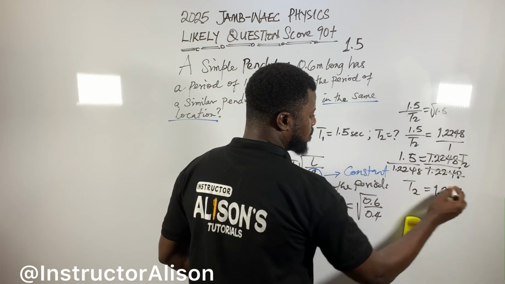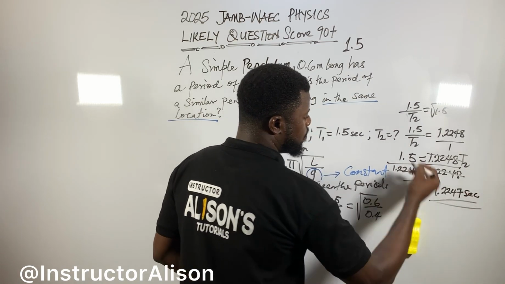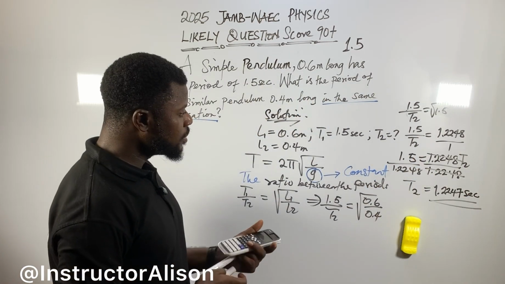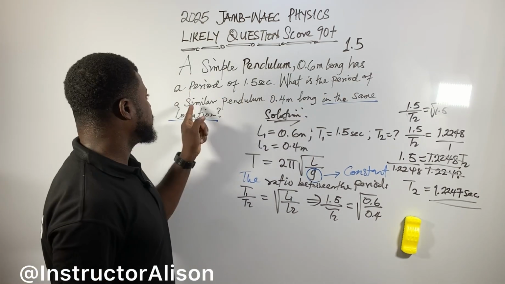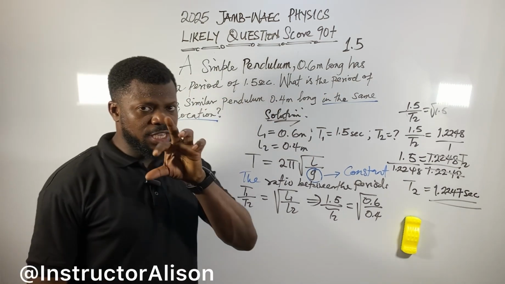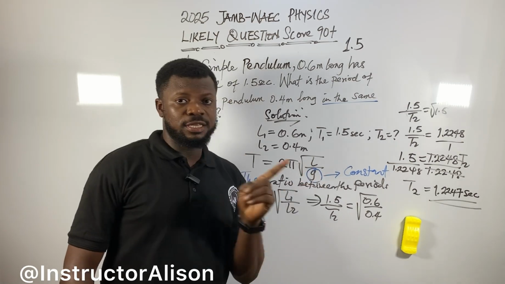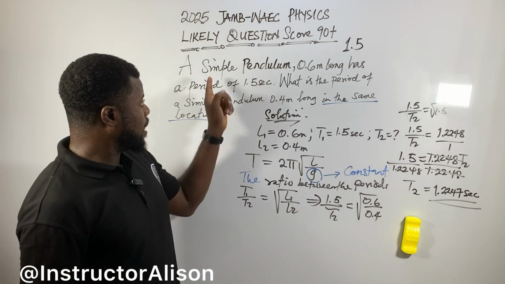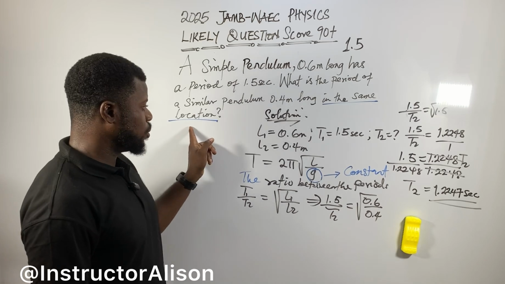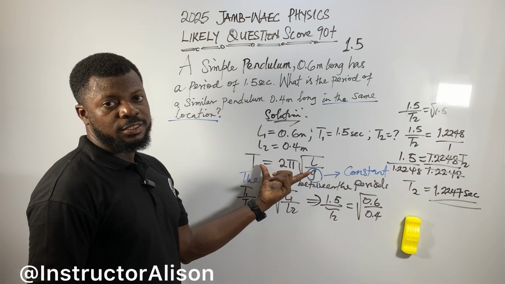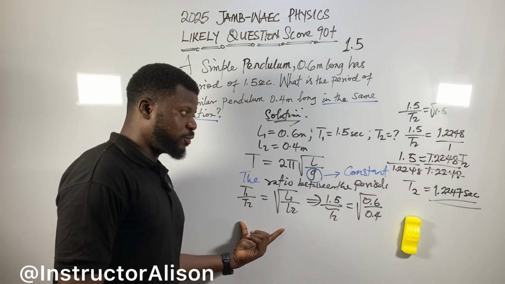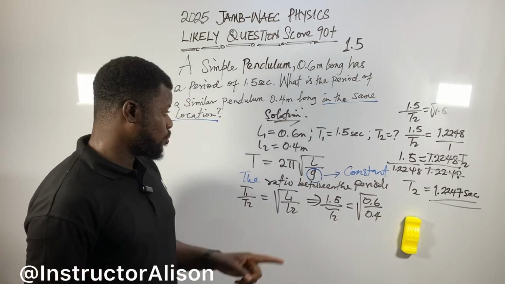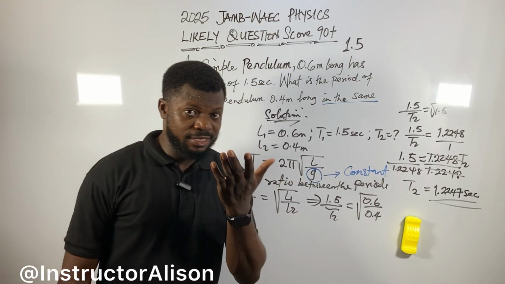What will be the unit for this? Seconds. This is the answer, this is T2, the period when they ask us to find the period of a similar pendulum. So the key takeaway of this video is that anytime they say the pendulums are in the same location, this whole formula is rearranged and converted to this particular one, and this is what I use to solve the problem and get the answer. Don't use the other one.